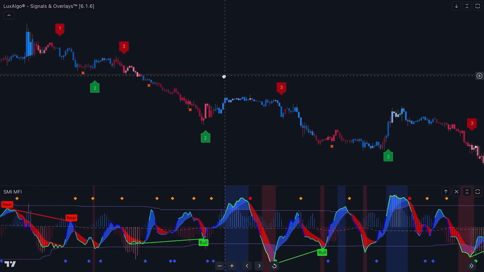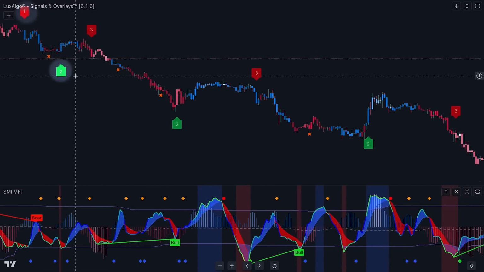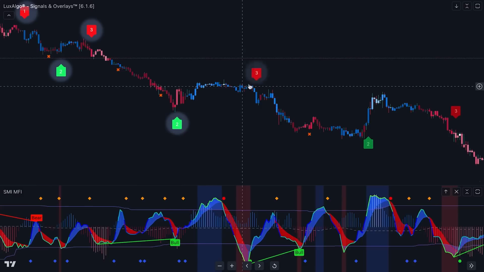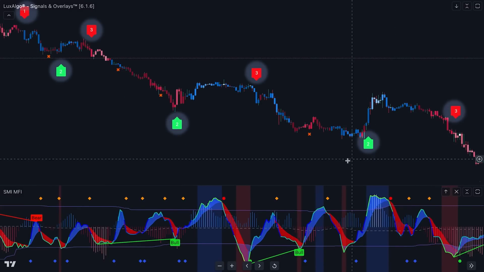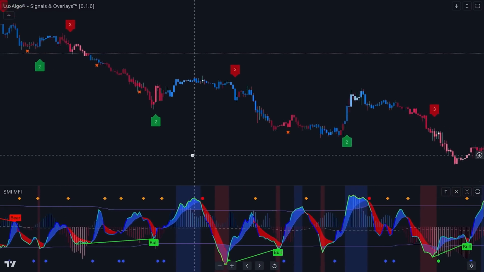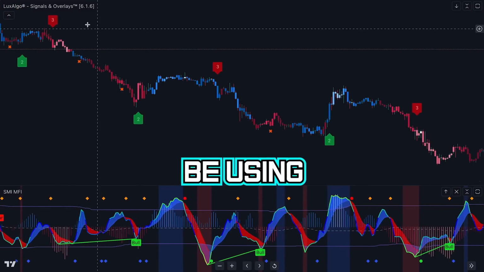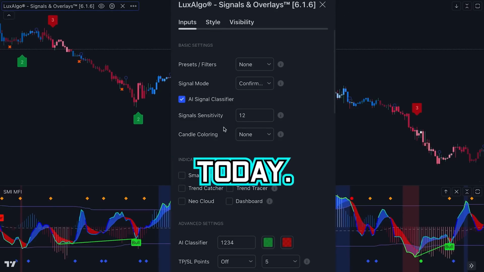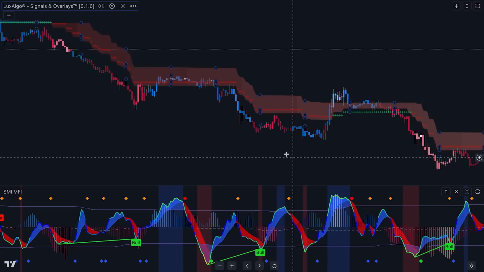For this strategy, we will be using the Signals and Overlays indicator. The Signals and Overlays indicator has been recently updated to use machine learning to optimize its signals and determine what signals are strong and weak using a rating value from 1 to 4. However, we will only be using 2 features from this indicator today. We will be using the Neo Cloud and the Trend Tracer overlay. So we went ahead and disabled all other options.